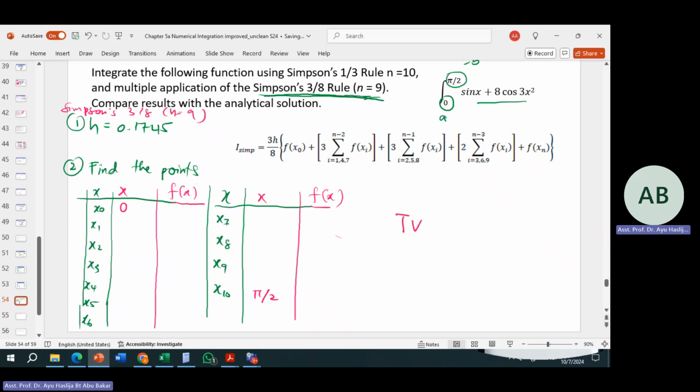Okay, how to know your answer is correct? Always find the true value. Okay, the true value here, this thing. If your answer is approaching that value, then your answer should be correct.